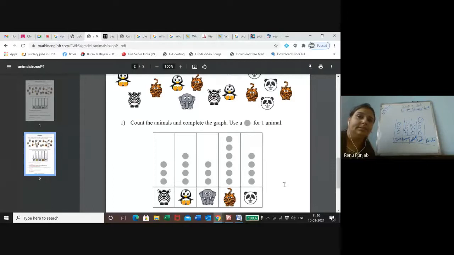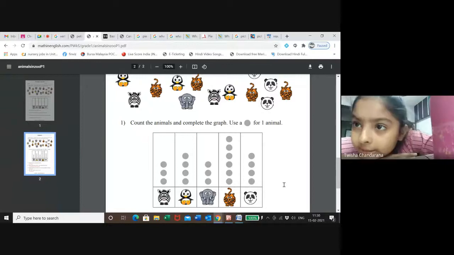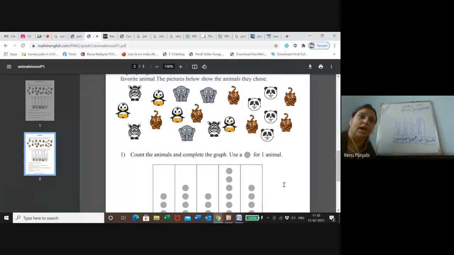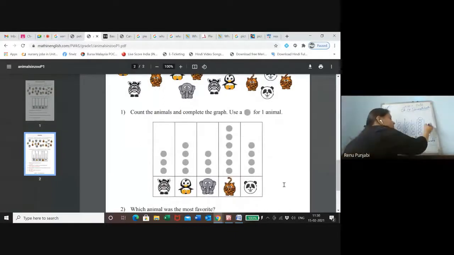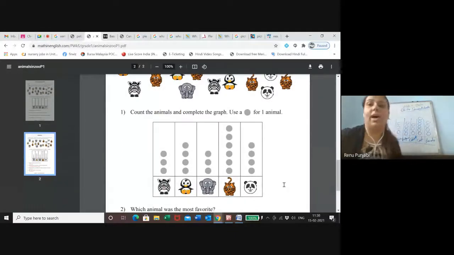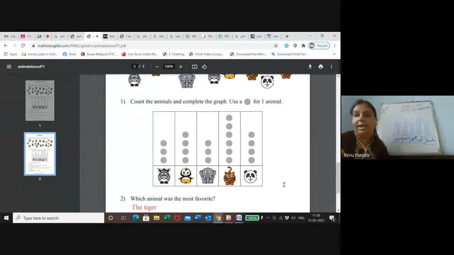Yes, I've drawn the circles also there. Because pandas are how many? 1, 2, 3, 4 pandas are there. Now after completing this, we can give the answers.